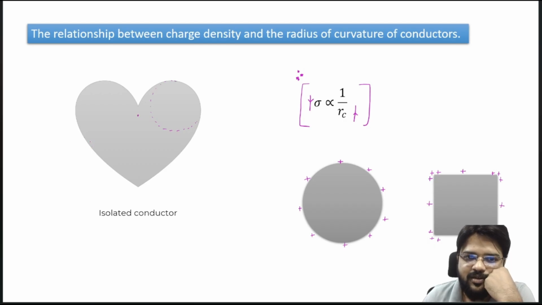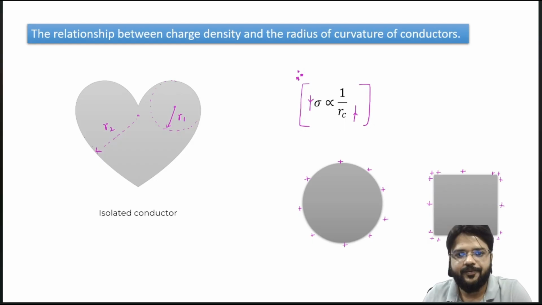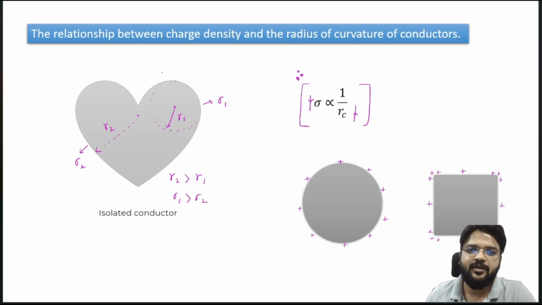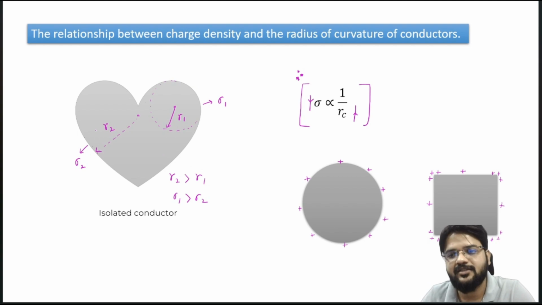Let's suppose the center of this curve is here. Let's suppose this is R1 and this is R2. Correct? R1 and R2. Here we can see R2 is very large as compared to R1. If the radius of curvature is greater, then the charge density is less, everyone. So let's suppose this is sigma 2 and here the charge density is sigma 1. Which one is greater? Sigma 1 is greater than sigma 2. Why is it happening? Because the radius of curvature at this place is less and here the radius of curvature is large. That's why the charge density is less.